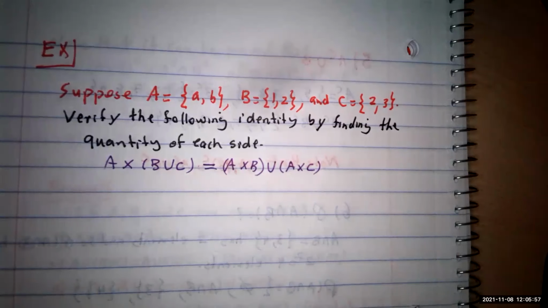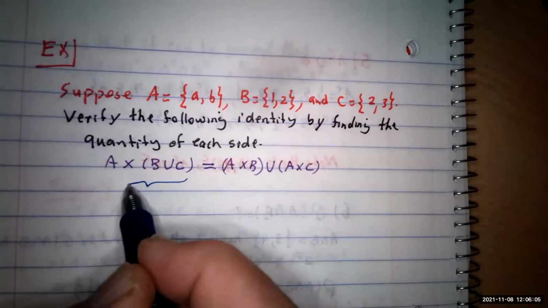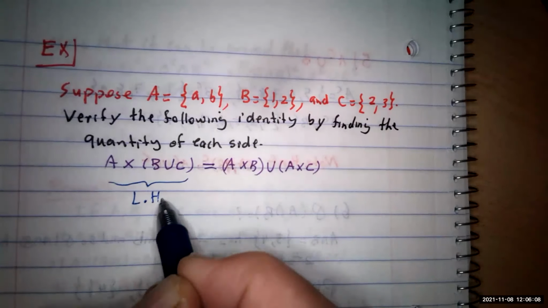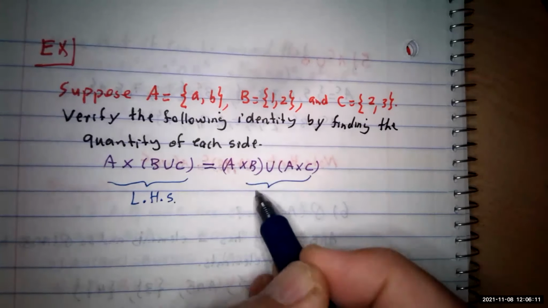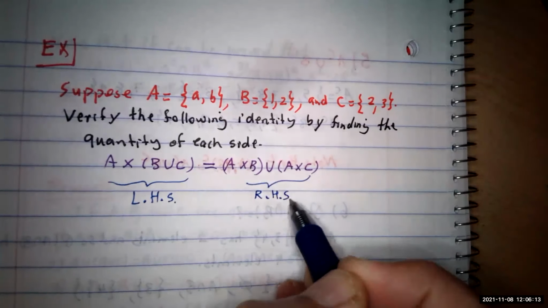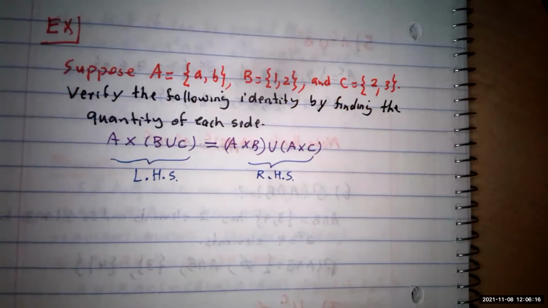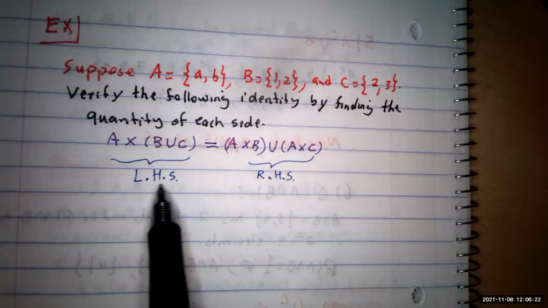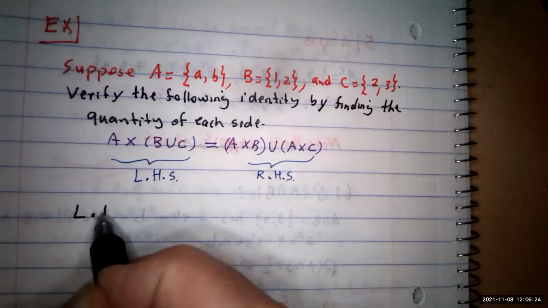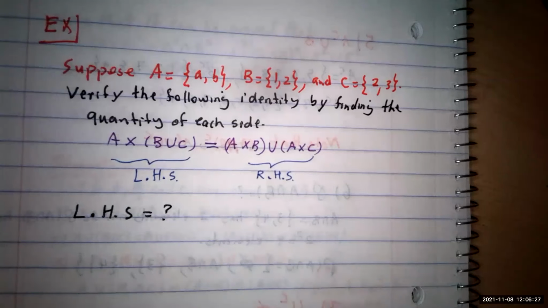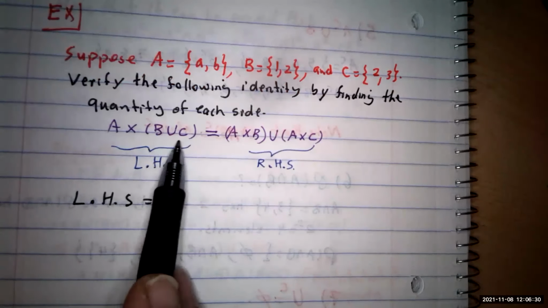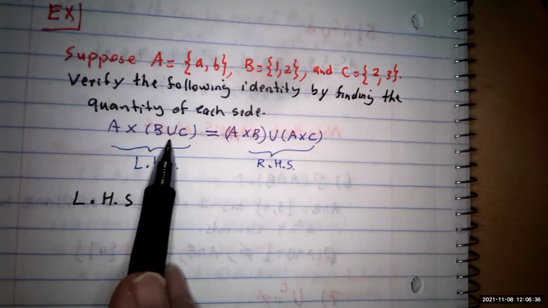Okay. So what I'm going to do, you have to find both sides and show it is going to be the same thing. You can do the same thing if it's going to be on the test. I'm going to call this one the left-hand side, and this one the right-hand side. So work on both sides to get these numbers done. I'm going to go with the left-hand side first. For the left-hand side, I need B union C.